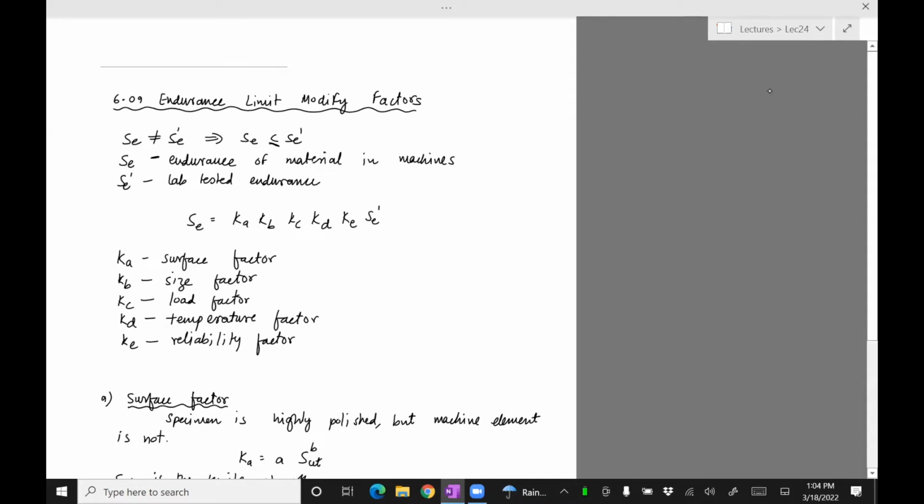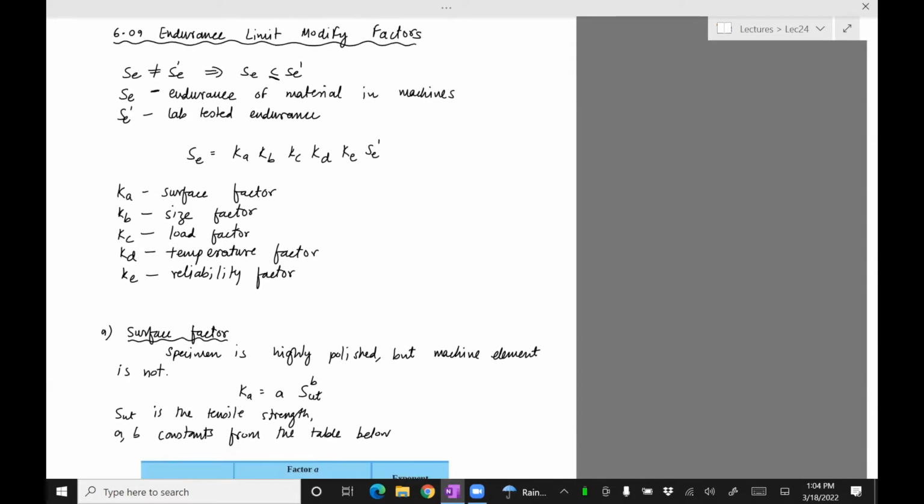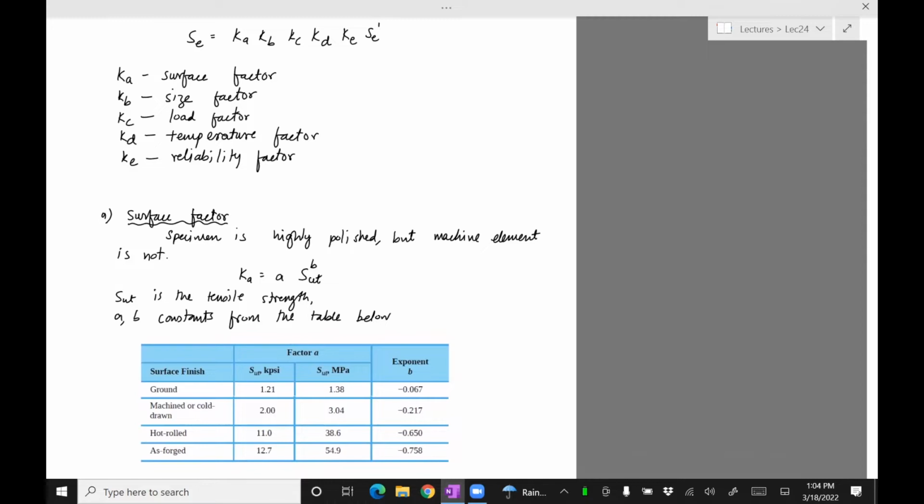So there are 5 factors, and there's another one, miscellaneous, which we'll forget, Ka through Ke. This session will basically be talking about these factors, and again, these come from empirical experiments. Instead of loading a perfectly polished specimen, you load it, make it go to failure, then change the surface finish and redo the experiment, and you get a new value for Se prime. That's one way to do it.